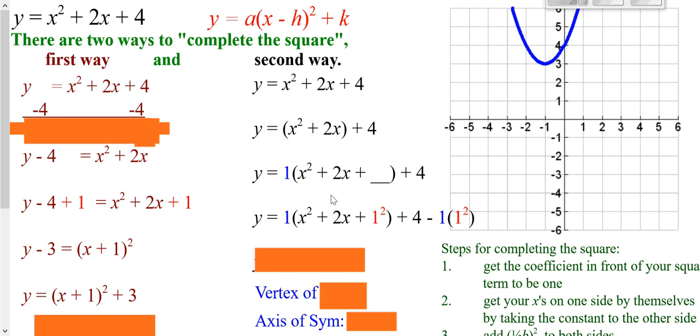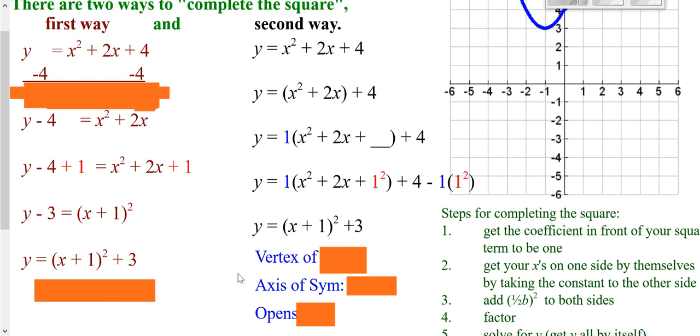And while the blue 1 times this doesn't really change it much, just be aware that if you had a number in front, it would have to be hanging out here, and that would make a difference. You factor the parentheses into two identical parentheses, or you can write it as 1 parenthesis squared, and then you get 4 minus 1, which is your 3. So we get the exact same answer that we had over here.